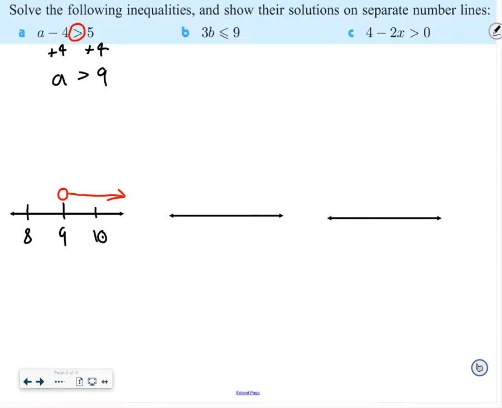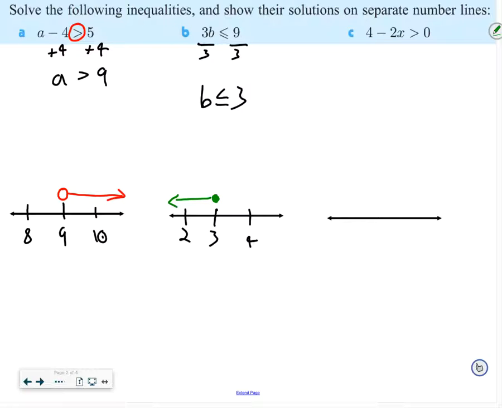For B, I have 3B is less than or equal to 9. To get B by itself, I'm going to divide this side by 3, divide this side by 3. I get B is less than or equal to 3. As I put this on my number line, I'm going to put 3 here, numbers greater to the right, numbers less than to the left, and I know that at 3 it can be equal to, so it's a solid circle. And what numbers are less than 3? Well, negative 2 is less than 3, so I'm going to go in that direction.